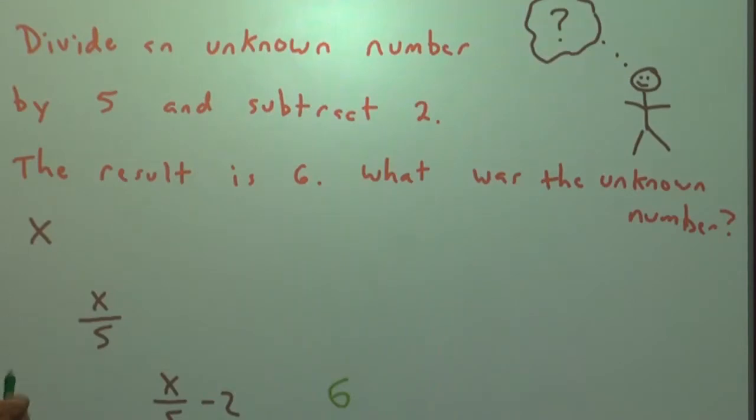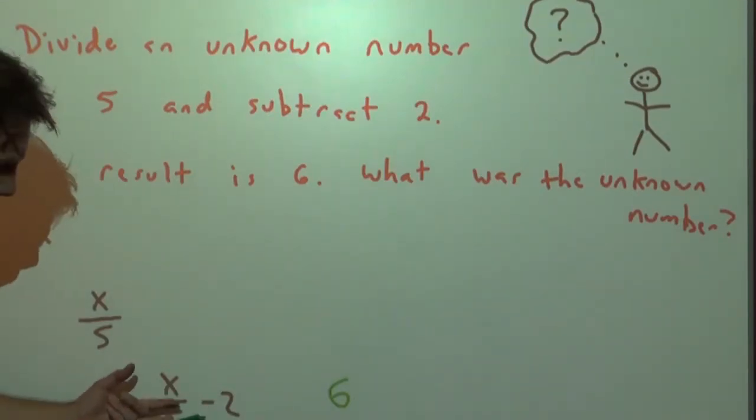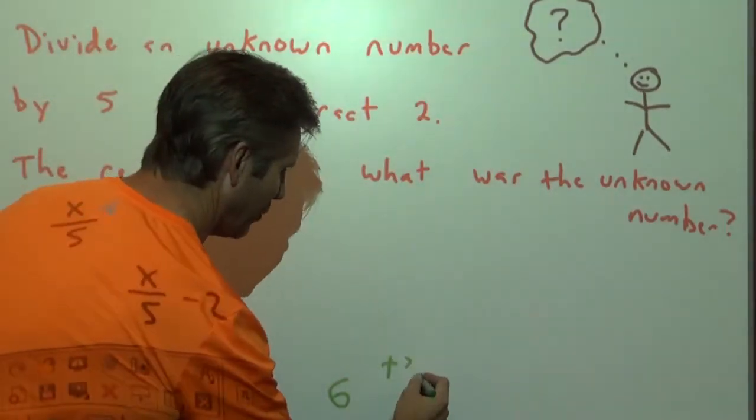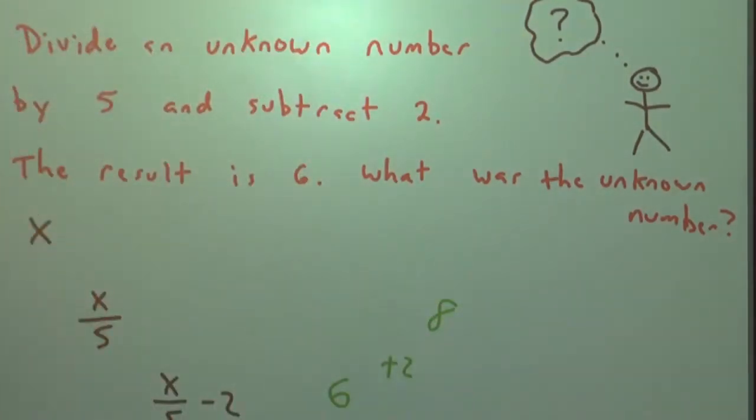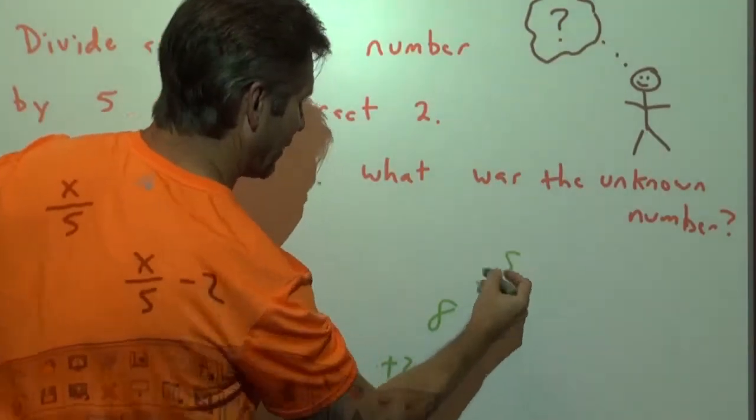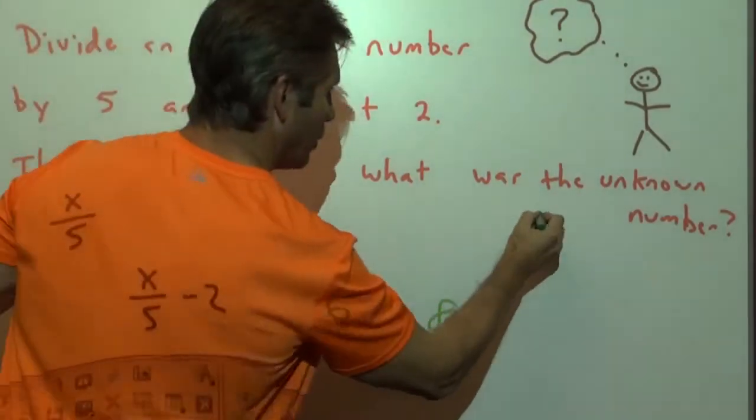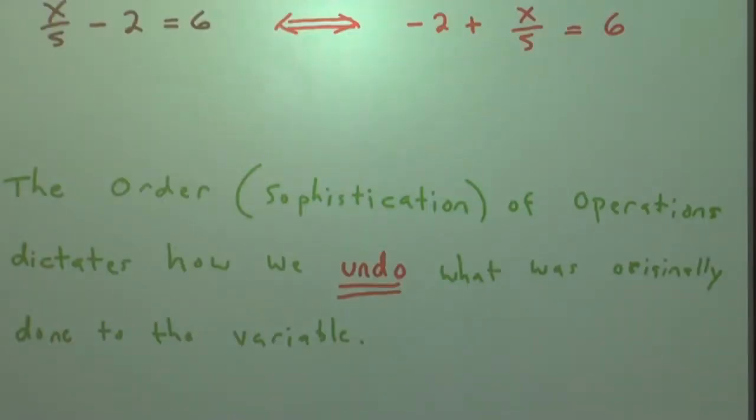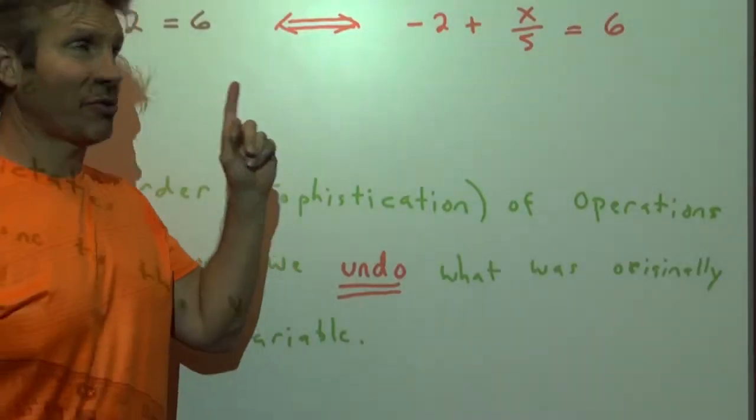So if we go back from whence we came, the last thing we did was to take away 2 from this quantity to get to 6. So if we add 2, that'll bring us up to 8. So it must be that x divided by 5 is 8. Well, if we multiply by 5, that will take us back to what the original number was, which is 40. So we're going to go in the reverse order of which we handled things in. This could hurt the brain, but it's really important.